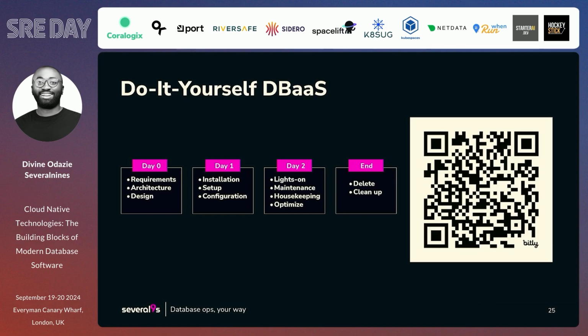It's about 20,000 words. It's an in-depth guide that goes from day zero to whether you want to shut down the entire DBaaS, handling day two operations, from requirements, architecture, design, installation, and setup. You can scan this QR code to be able to read the guide.